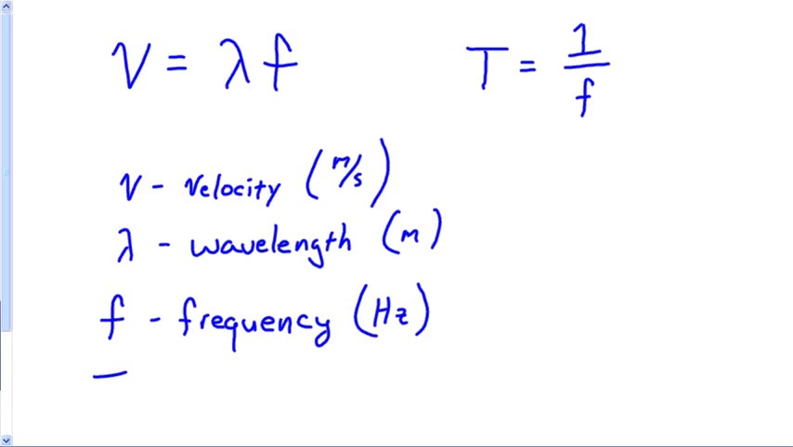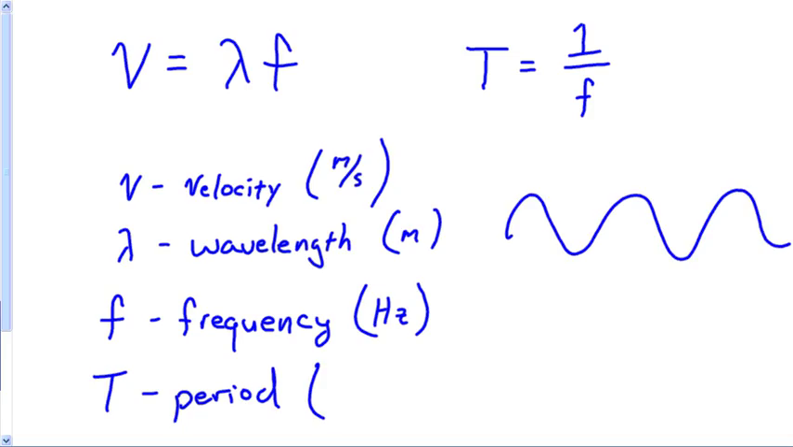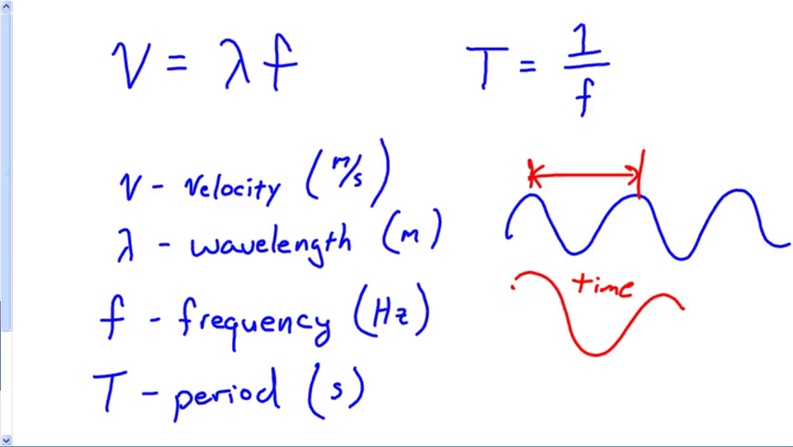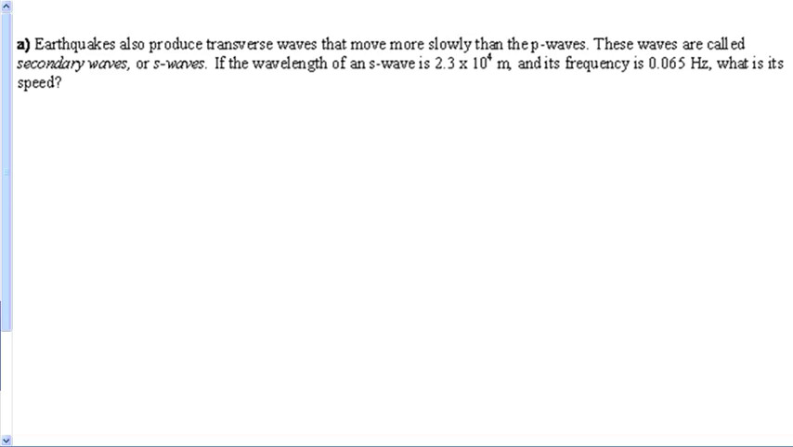And then one more thing. T is period. It's just how long, if you were to look at a wave, period is just asking you one question. How much time does it take for that one wave to pass? For that one single up and down, how much time does that take? And that's all a period is. Now, this is all we need. So let's get into actually working a couple of problems here.